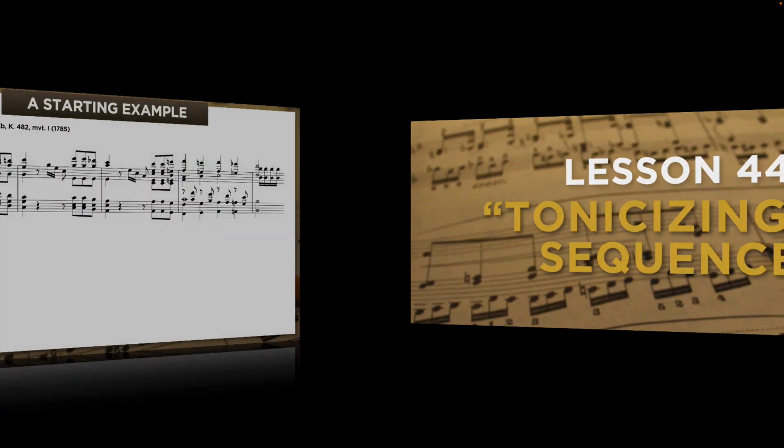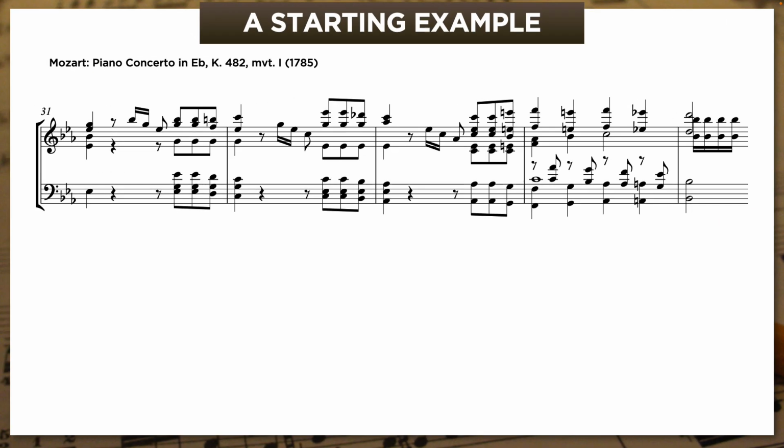Last time we learned about the Pachelbel D3, now it's time for what I call the tonicizing D3. We're going to start with an inauspicious little passage from Mozart, a bit of connecting material that takes us from tonic to dominant. It has 2 parts.